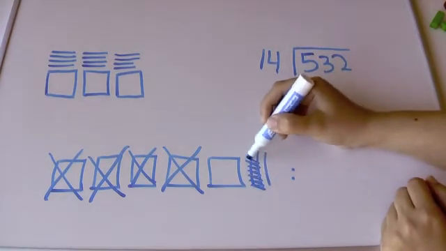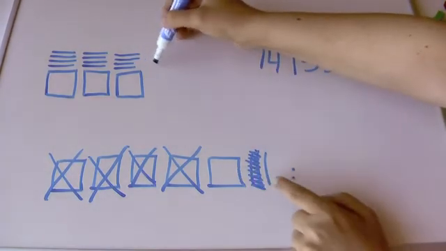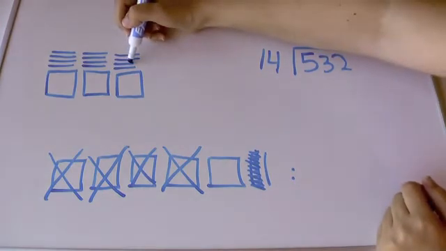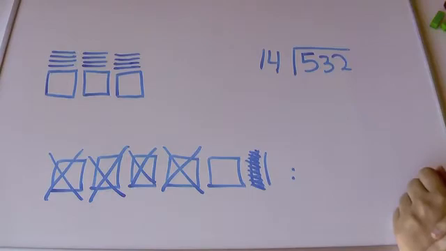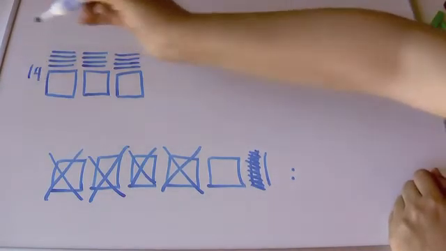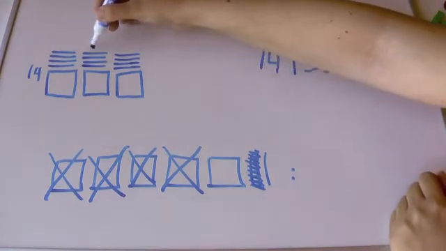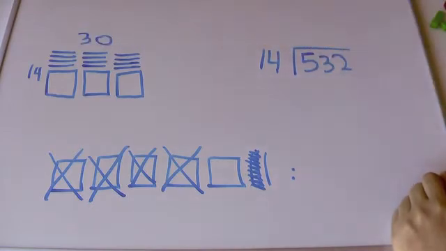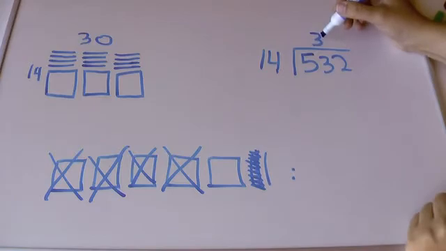I'll cross those out. And can I do it again? I do have another 100, but do I have 4 more tens? No, I only have 1 more 10. So let me make this a little bit neater. Okay, so I have gone across as many tens as I can go across. So I have 14 on that side, and I have gone across 10, 20, 30. 30, or 3 tens. So I've gone across 3 tens. I'm going to write that there.